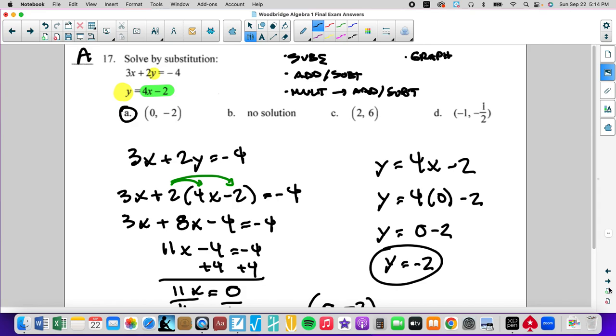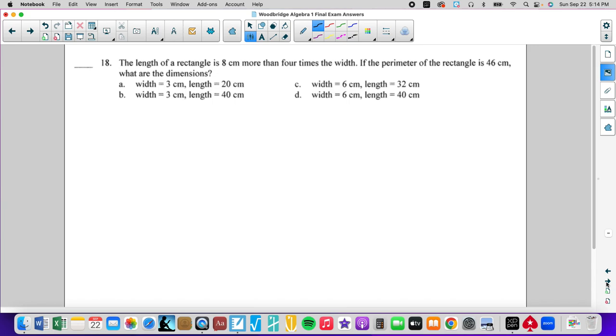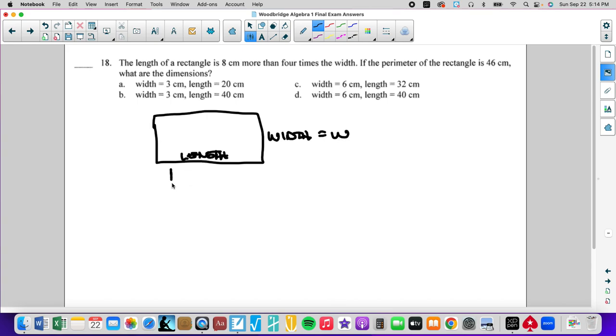Number 18. The length of a rectangle is 8 centimeters more than 4 times the width. If the perimeter of the rectangle is 46 centimeters, what are the dimensions? So we have this rectangle that is length by width. And it says the length is 8 centimeters more than 4 times the width. So I don't know what the width is, but I know the length equals 4 times the width plus 8.